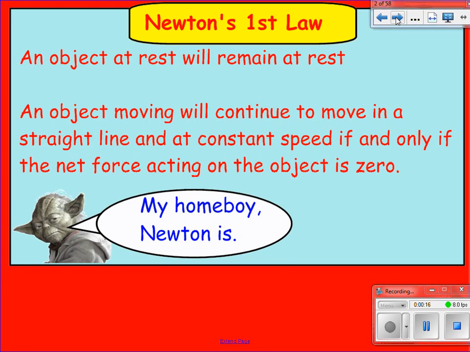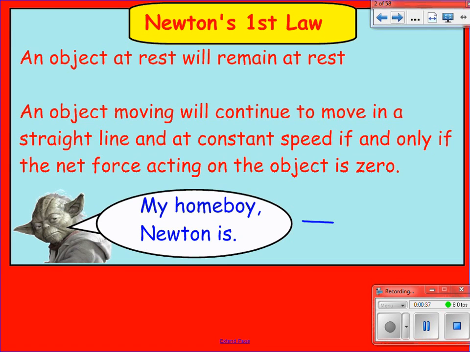Newton's first law states that an object at rest will remain at rest, and an object moving will continue to move in a straight line and at a constant speed if and only if the net force acting on the object is zero. Now that sounds like a lot, but let's break that down into something that we can actually make sense of. First of all, an object at rest will remain at rest. This seems to make sense.